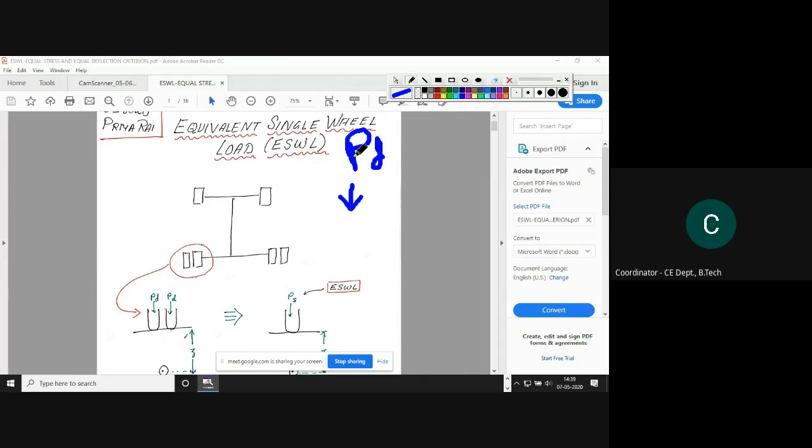That means for our design purpose we have to consider only one load. But see, in this case, this is the single axle dual wheel. So here two wheels are acting together, working together. But how will we convert this into one wheel? That method is known as equivalent single wheel load. That means we have to convert this dual wheel combination to equivalent to one wheel load.